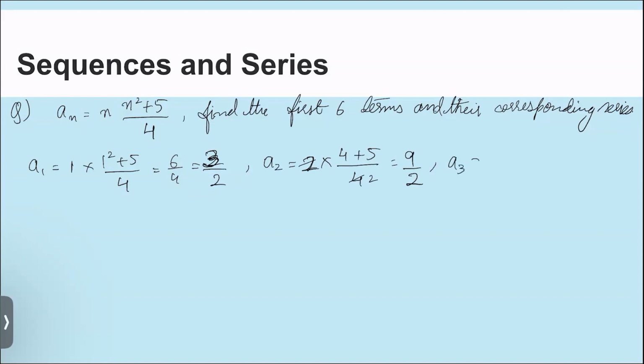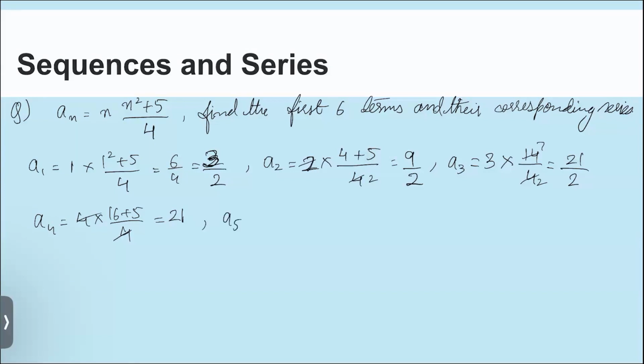Then you have A3. A3 is 3 into 3 squared, so 9 plus 5 is 14. 14 by 4, so this is 7, so this is 21 by 2. Okay, now you have A4. So A4 would be 4 multiplied by 16 plus 5 by 4. Okay, so 4 gets cancelled. So you have 21 here.